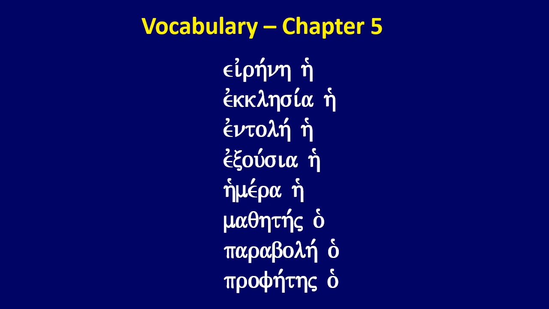Continuing on with our vocabulary list for chapter 5, let's start at the top with he eirene. Eirene is the word for peace in Greek, but you may recognize that this sounds similar or looks somewhat similar to the name in English for a woman, that of Irene. That's where the name Irene comes from. It's just transliterated from the Greek.